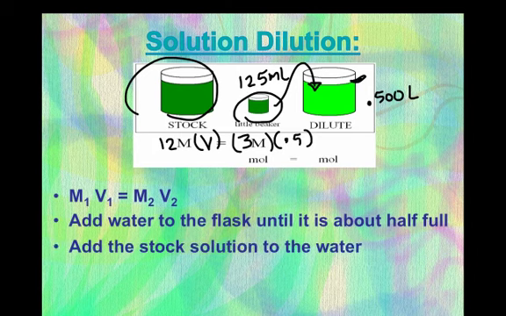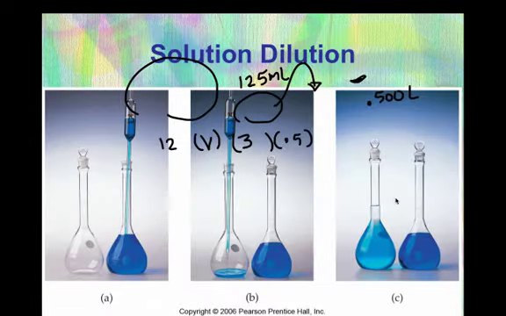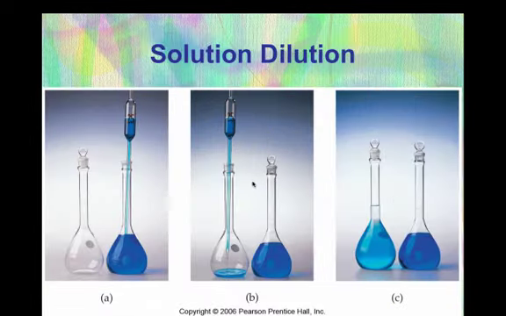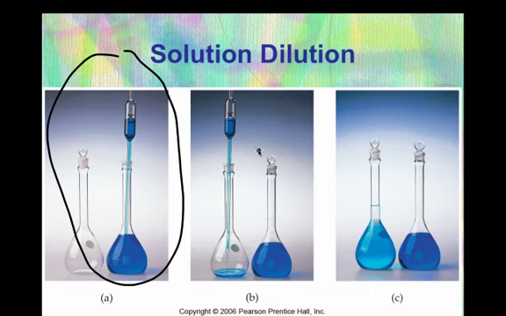So we add water to the flask until it's about half full, put the stock solution into the water and fill to the line. Here's what that might look like for you in class. If we take our concentrated solution, shown here on the left, our dark blue concentrated solution, and we take a known portion out. This one shows using a 25 milliliter volumetric pipette, and then we put it into our empty flask. This is a bad example. Put some water in here.